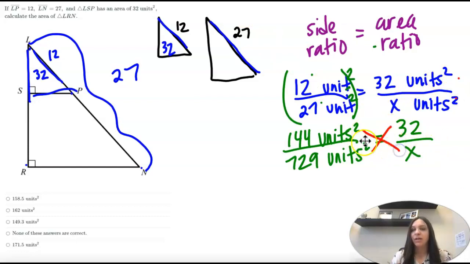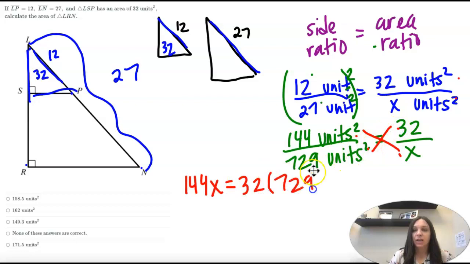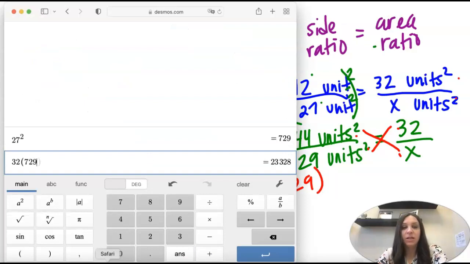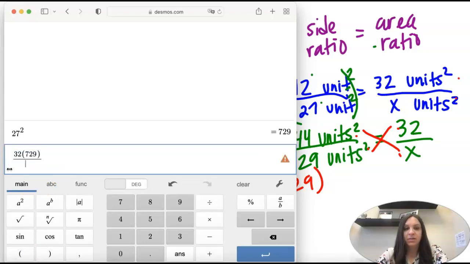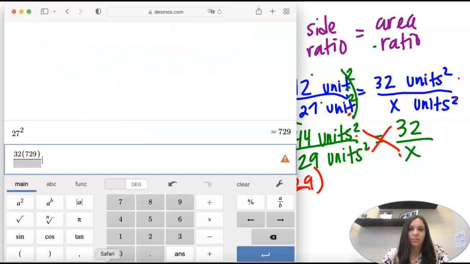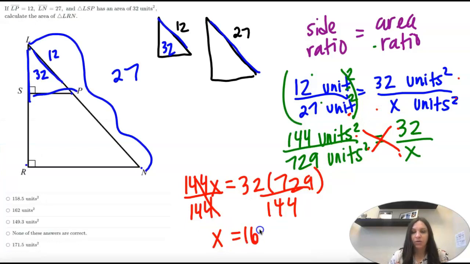So now we're going to cross multiply. I have 144 times x equals 32 times 729. And we're going to solve. So 32 times 729 divided by, what are we dividing by? 144 on both sides, which is 162. And remember, we now have everything in square units. So that one.